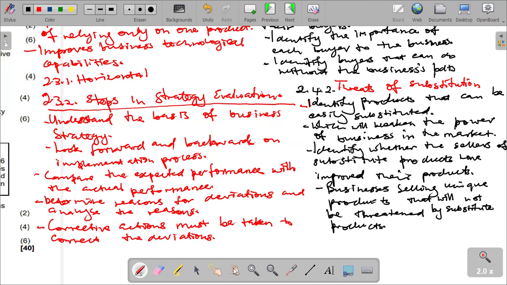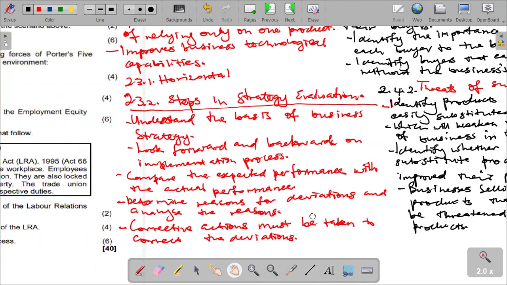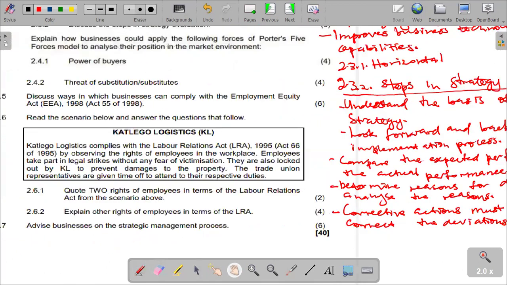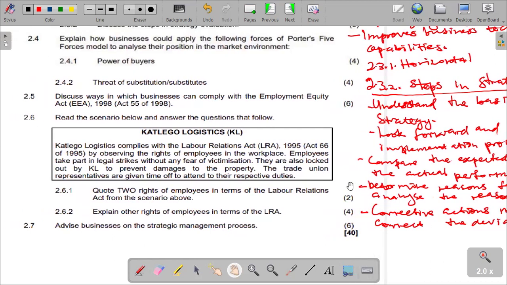And then we can as well go to our next question, 2.5. Discuss ways in which businesses can comply with the Employment Equity Act. What ways would business comply with Employment Equity Act?